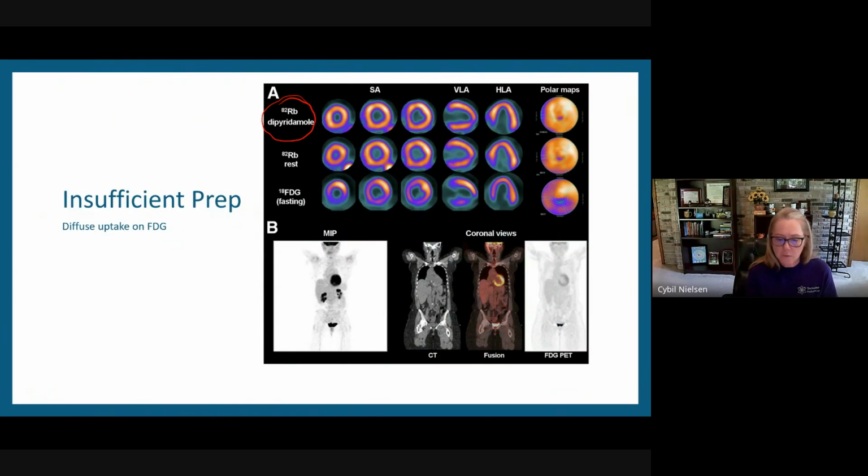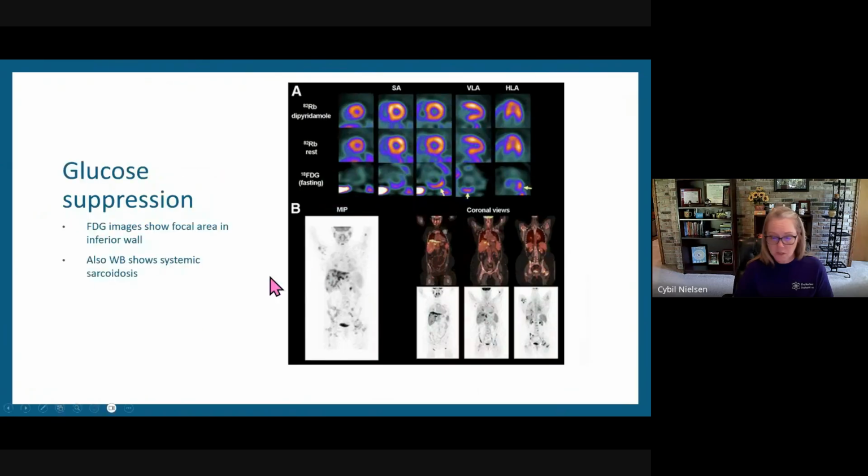So here's the rubidium stress, the rubidium rest. Now we're looking for sarcoid. We have diffuse uptake. They failed their prep. That's non-diagnostic. You can see the entire heart here. You're seeing glucose metabolism. Here we have the stress rubidium, the rest rubidium, and there's the FDG, focal uptake. They even did a whole body and found that the patient had systemic whole body sarcoid.